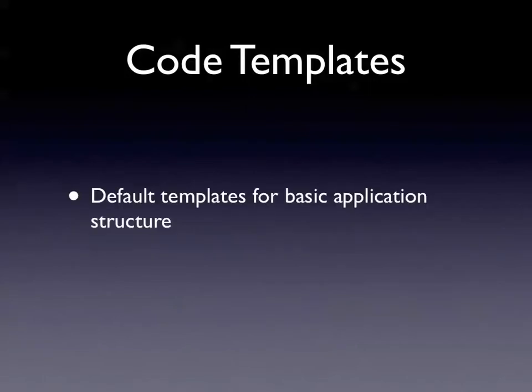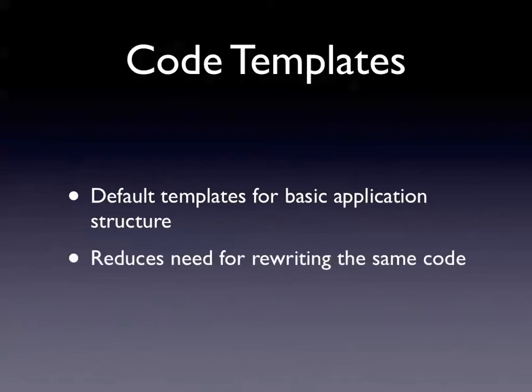This is a default template for a basic application structure, meaning you can create a specific template for a class, say for instance an author's name. So instead of every single time you create a new class having to put the author's name, you write once and use multiple times. It reduces the need for rewriting the same code. You could create a class that has certain properties, set a template, and use it multiple times.